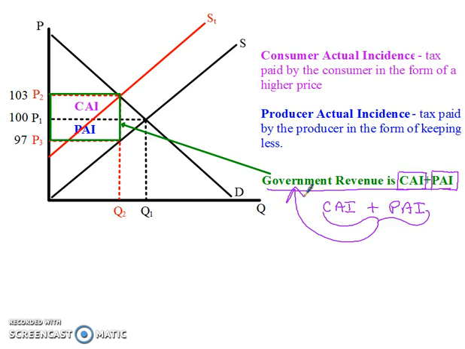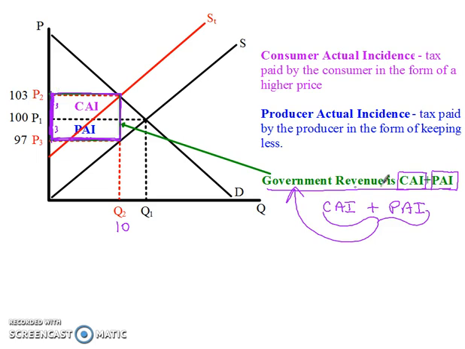That's going to be, and I actually talked about this in the previous video, the full $6, 3 of it paid by the consumer, 3 of it paid by the producer in the form of keeping less. Add that together and you get the full $6 tax multiplied by the number of units that are purchased. We were pretending that that was 10. So that box right there would give you the amount of revenue collected by the government.